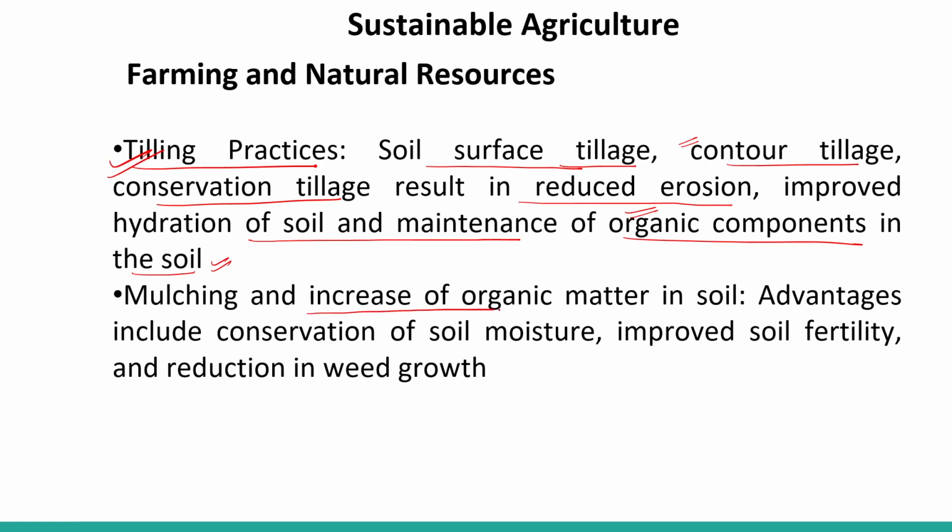Mulching and increase of organic matter in the soil. Advantages include conservation of soil moisture, improved soil fertility, and reduction in weed growth. So mulching is also very, very important for increasing the organic matter in the soil. How? These advantages include conservation of soil moisture, so there is a lot of moisture, and improved soil fertility. If mulching is done, then it can improve the soil fertility, and reduce weed growth that competes with the crop.